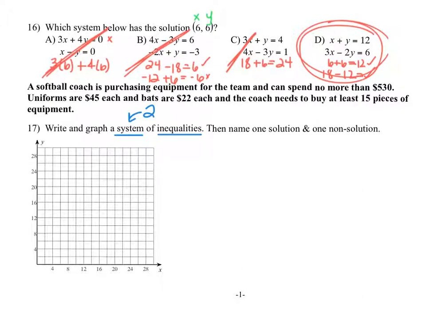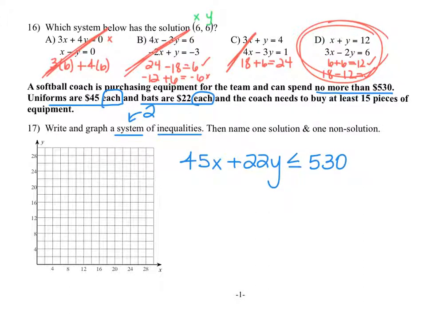Now, I think the first one you can get down. It says no more than 530. Uniforms are $45 each. Bats are $22 each. Okay, so if I write that, I think most of you are going to get 45x because each, those are rate words. So 45x plus 22y. And then no more than, so if it's not more, that means it must be less than or equal to 530. Now let me give you some advice. I think that you should always put the total here at the end. It's going to make sure that you don't do something silly with this symbol.